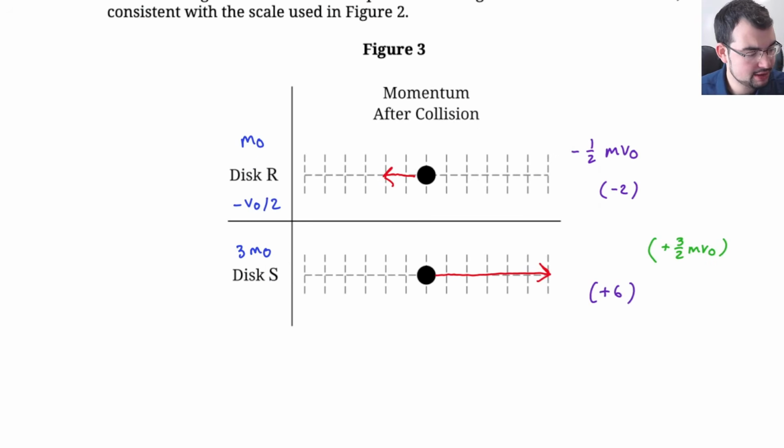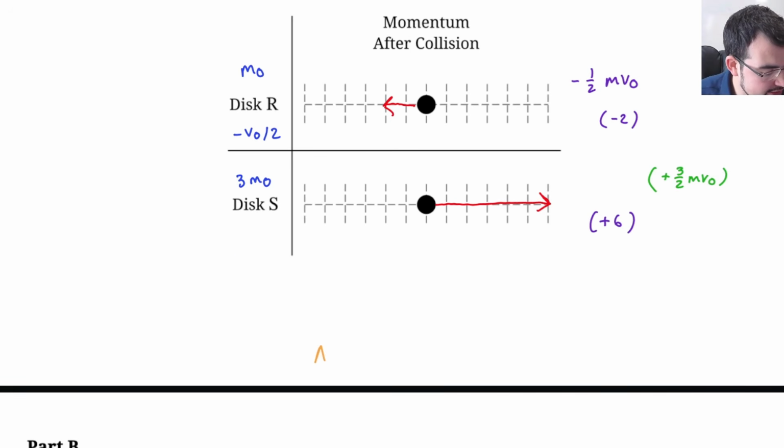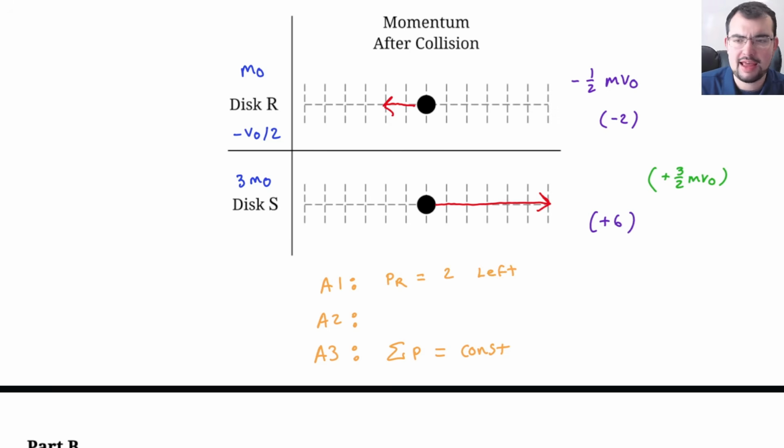So how do you get the points? Well, I feel like the third point is just the sum of momentum is constant, so getting 4 arrows overall. Then for A1, I think it's drawing, I think you have to get it right, honestly. Yeah, I think for A1 it has to be just an arrow that's 2 units left. You probably have to get that one correct.